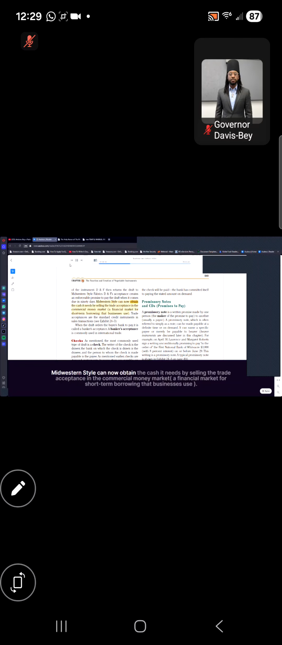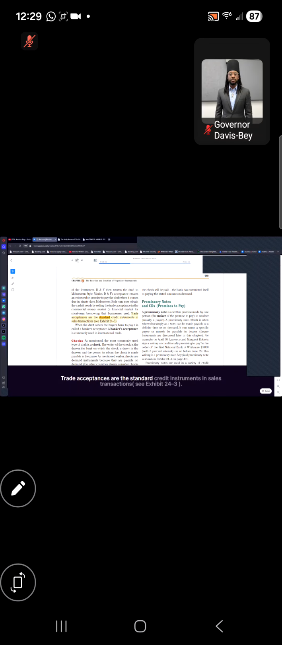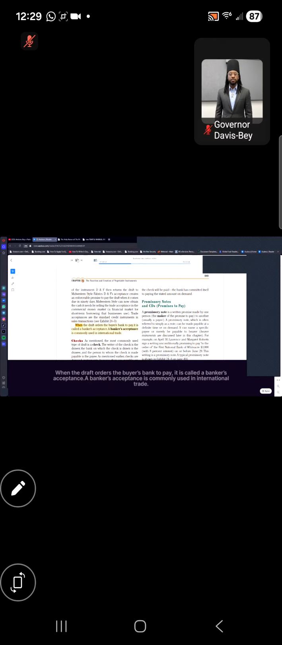Midwestern Style can now obtain the cash it needs by selling the trade acceptance in the commercial money market, a financial market for short-term borrowing that businesses use. Trade acceptances are the standard credit instruments in sales transactions. See Exhibit 24-3. When the draft orders the buyer's bank to pay, it is called a banker's acceptance. A banker's acceptance is commonly used in international trade.